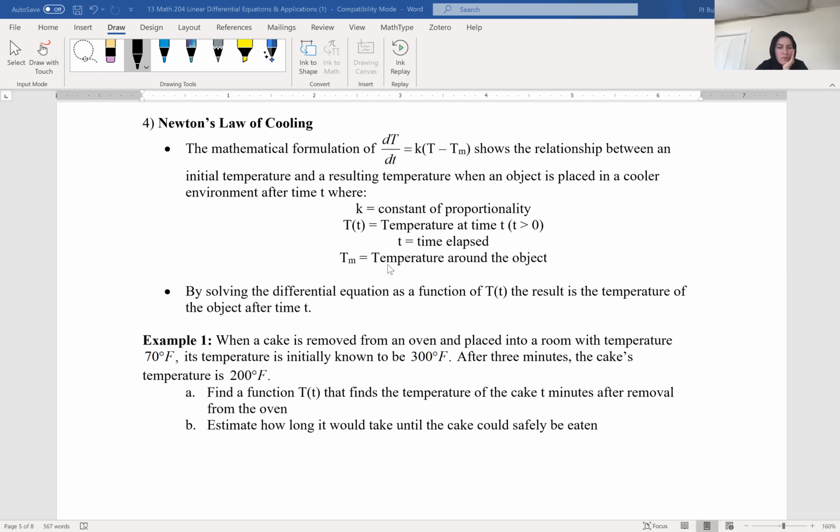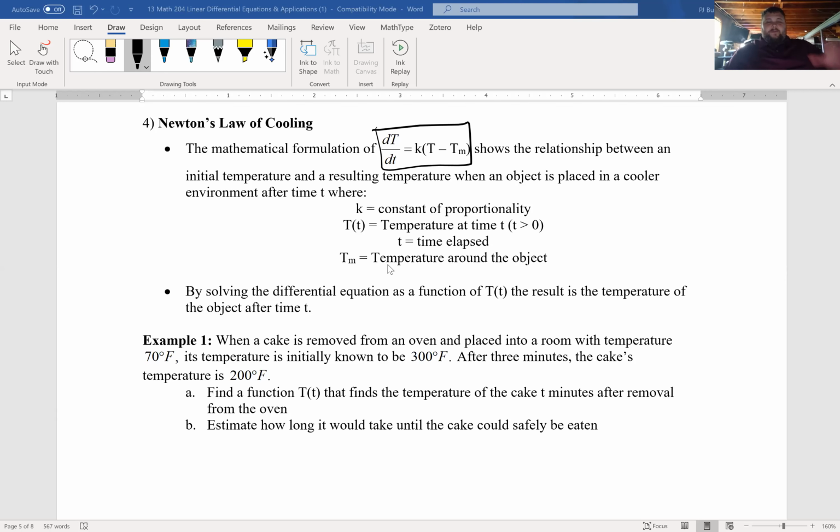And the formula for that is this equation right here. And forgive me that temperature and time are both T, so I'm going to say big T and little t a lot. So the derivative of temperature with respect to time is equal to a constant of proportionality, k, times the quantity of the temperature T, big T, minus the temperature around the object called T sub m.